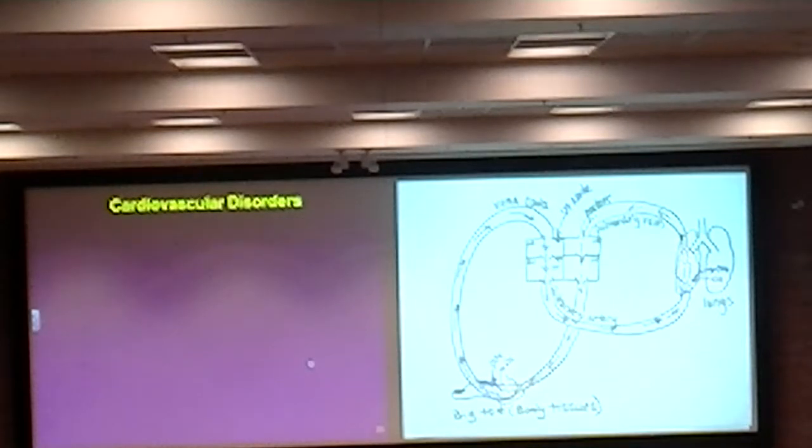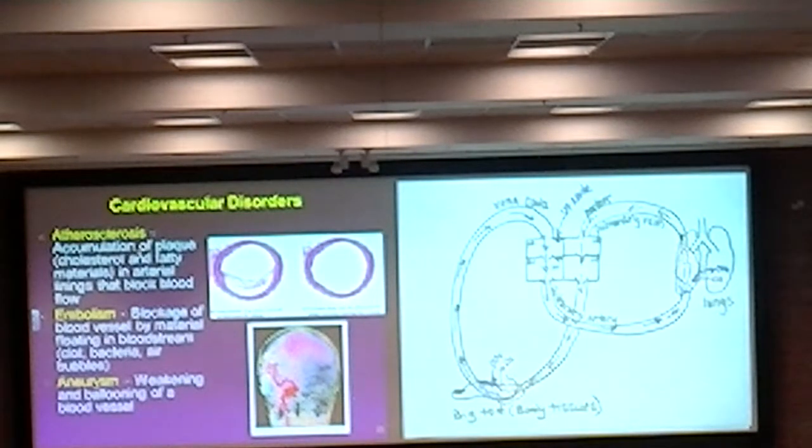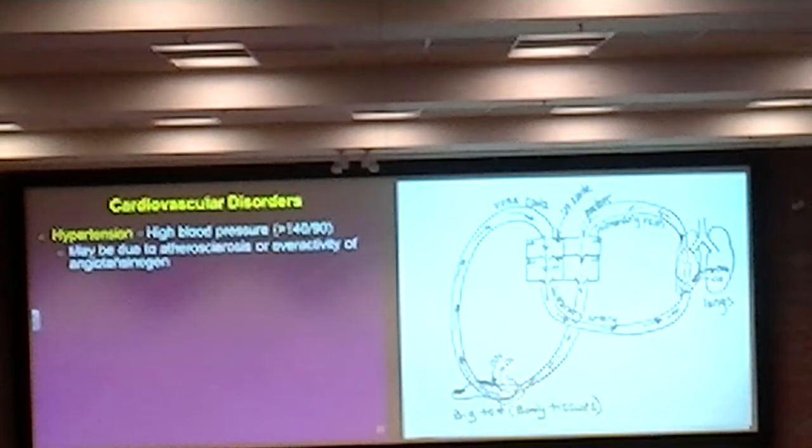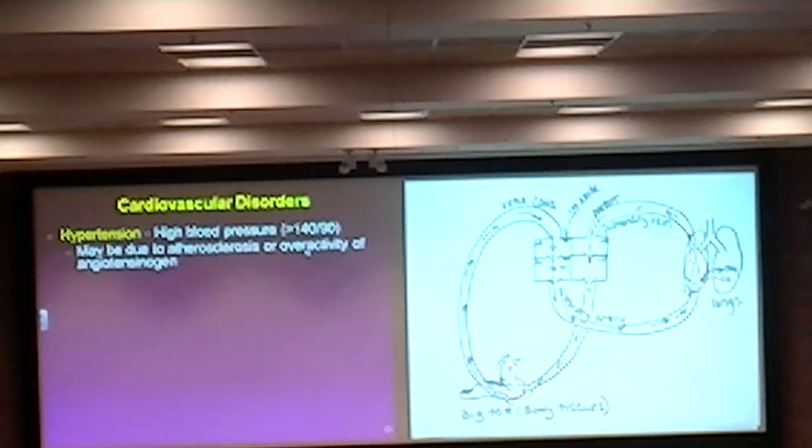Hypertension. So if you have any of these problems, atherosclerosis, embolism, aneurysms, here are some of the resulting problems that can come from those. Hypertension, or high blood pressure, defined as greater than 140 over 90, oftentimes due to atherosclerosis, due to poor diet. But it turns out some people have inherited cases of hypertension. They eat really great, they eat nothing but healthy food, and they still end up with high blood pressure. Why? Well, one possible suspect may be an overactivity of angiotensinogen in your blood.